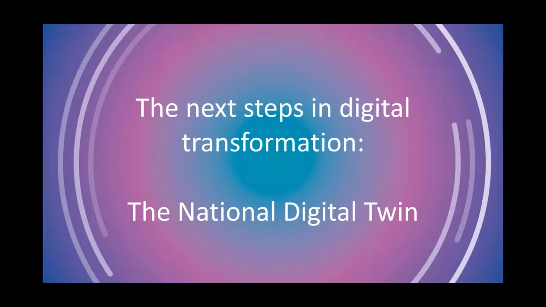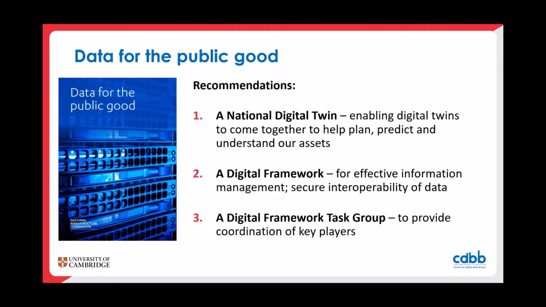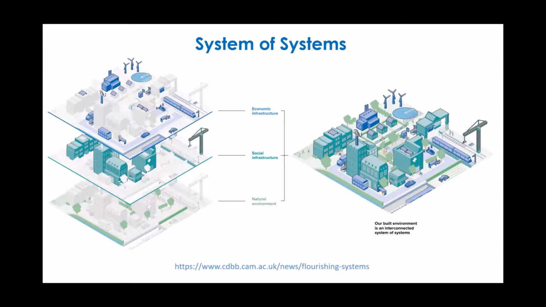So the next step in digital transformation is shifting towards a national digital twin. And this comes as the result of a report of the National Infrastructure Commission, Data for the Public Good, which recommended that we needed to set up a national digital twin with a digital framework and a task group which provides coordination of the key players. The principle of this is that we're dealing with a system of systems, again, a concept familiar to you.